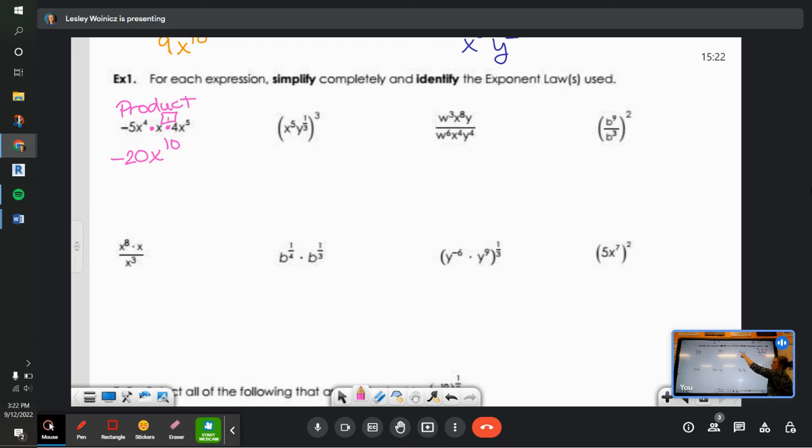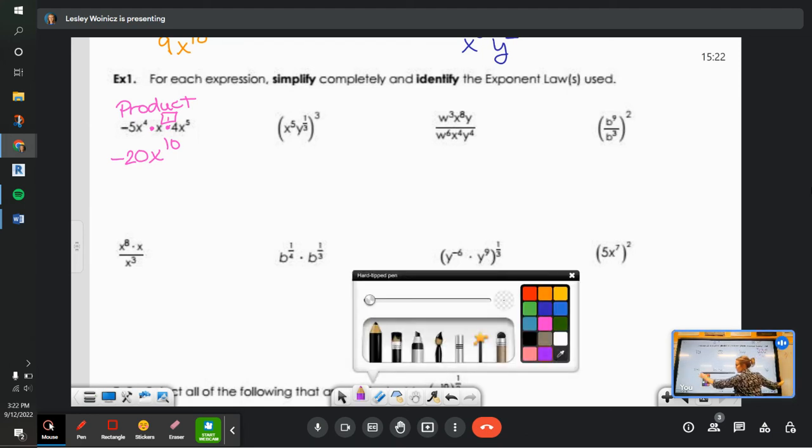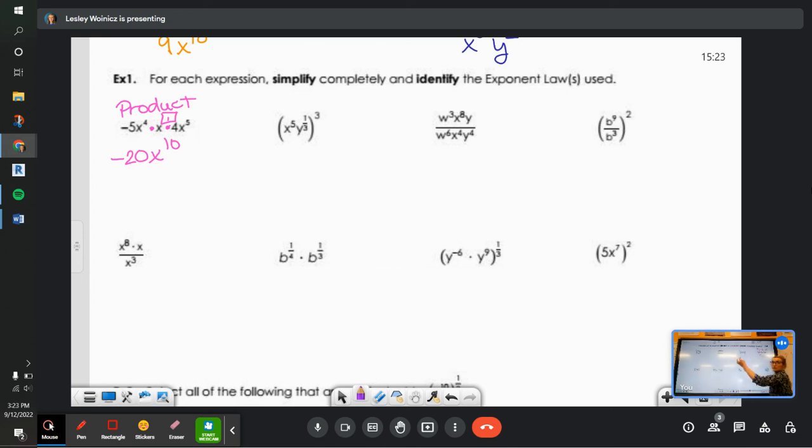Okay, what about this next one? Product, quotient, or power? It's the power. So I just get to multiply all of my powers inside the parentheses by my power of 3 outside the parentheses. So 5 times 3 is 15. What's 1/3 of 3? 1, yeah. Do I have to write that one? Okay.